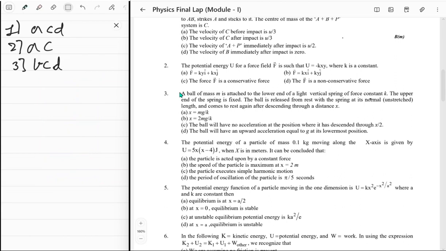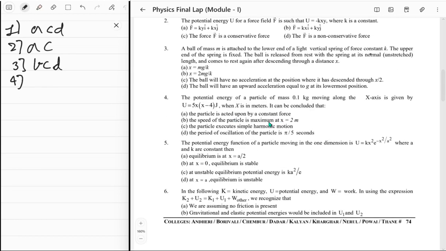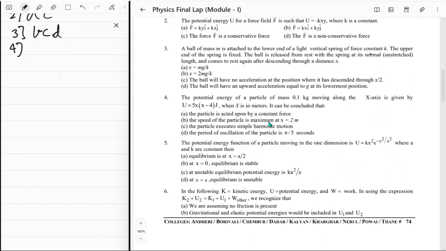Okay. Fourth. The potential energy of a particle of mass 0.1 kg moving along the x axis is given by this expression. It can be concluded that... potential दिया है, अपने को क्या निकालना है? What's the force? The particle is acted upon by a constant force. Moving along x. Okay, fine, right.